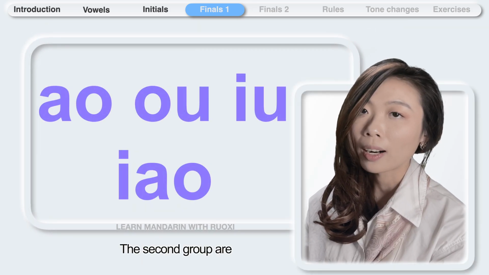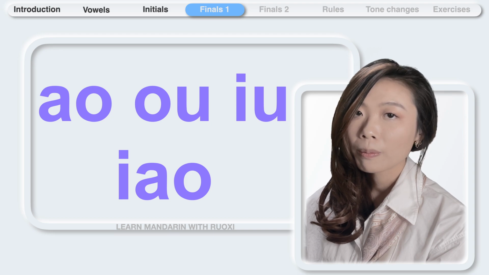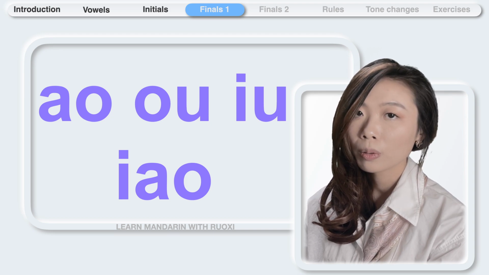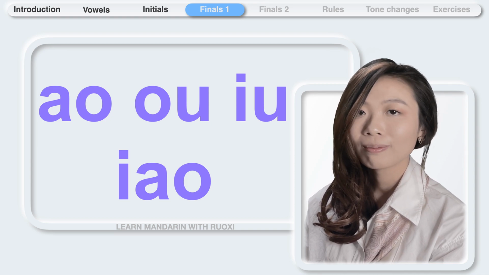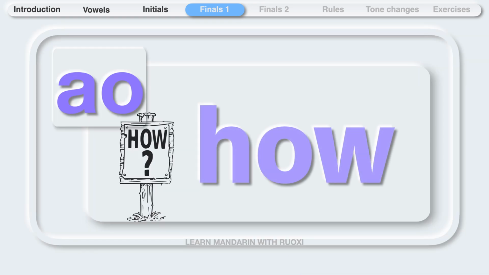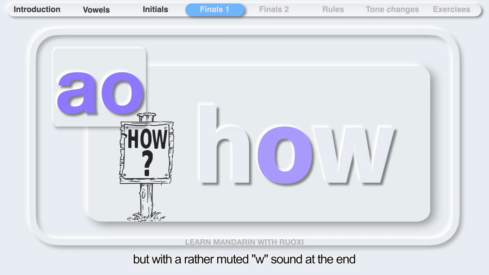The second group are ao, ou, iu, iao. ao is like ow in how, but with a rather muted w sound at the end.